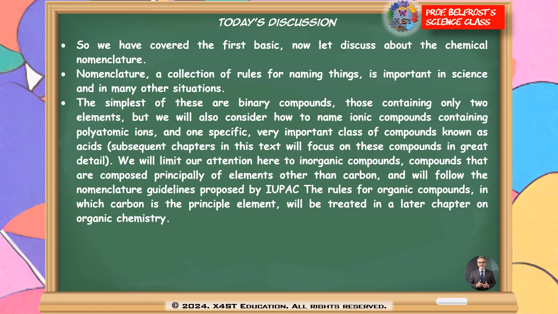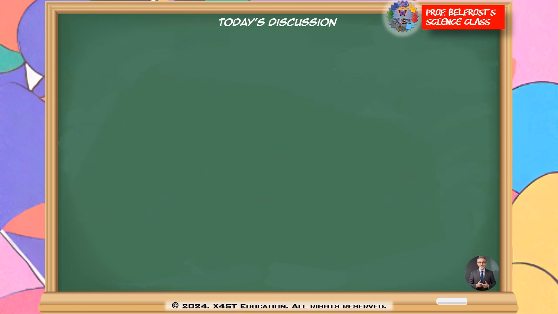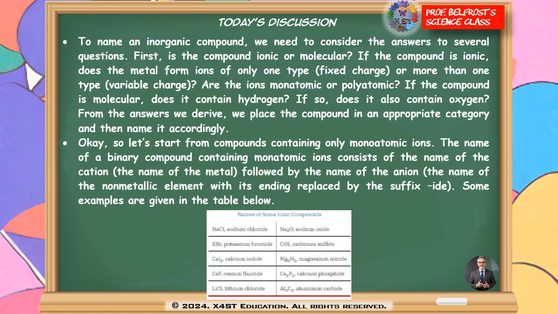We'll limit our attention here to inorganic compounds, compounds that are composed principally of elements other than carbon, and we'll follow the nomenclature guidelines proposed by IUPAC. And how about the organic compounds? Actually, this will be treated in a specific chapter on organic chemistry, because organic chemistry is quite a wide topic, so we should dedicate a single chapter to organic chemistry alone. Great, you have done that.